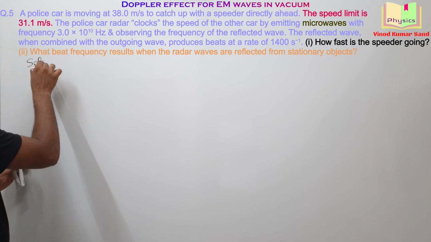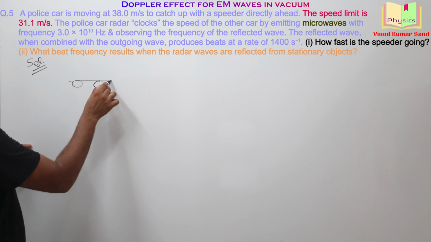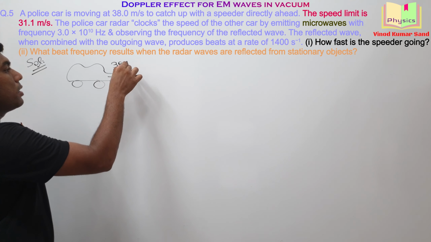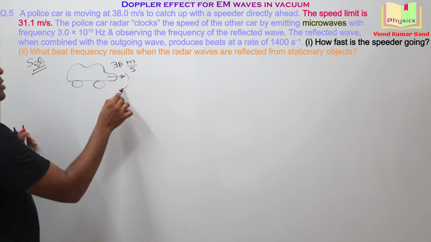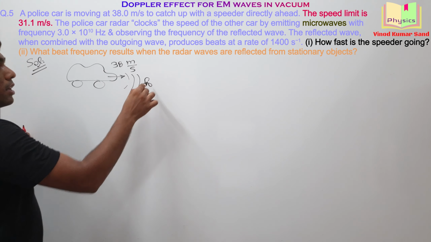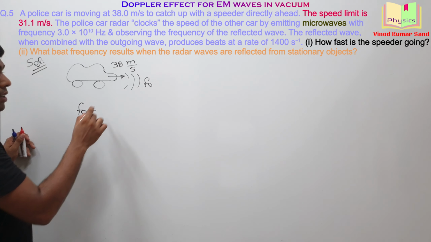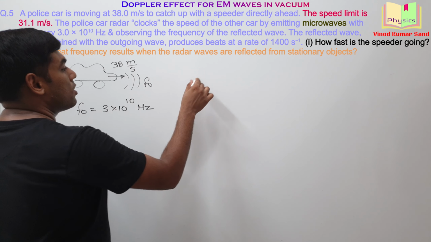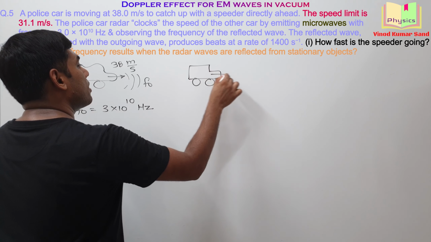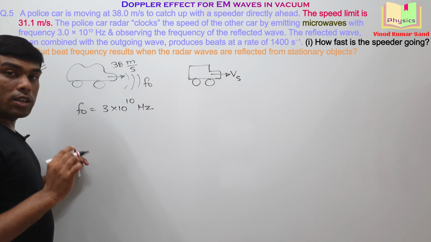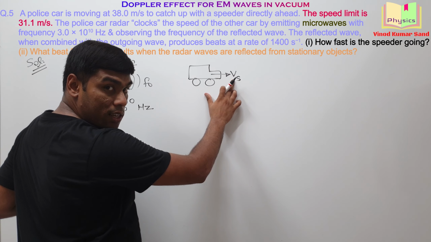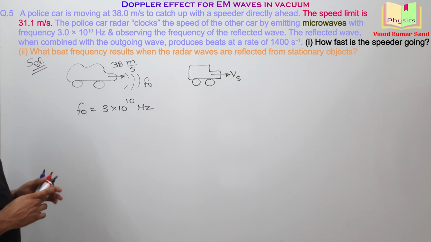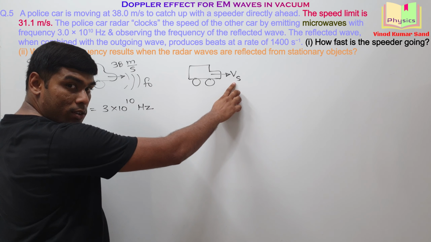Pay attention. Here is the police car, which is moving with the speed of 38 meter per second. It emits the electromagnetic waves of frequency f naught. F naught is given as 3 into 10 to power 10 hertz. Here is the speeder. Let's say it is moving with speed Vs. This is taken with respect to the ground. And we need to determine the speed Vs. That is our first target.